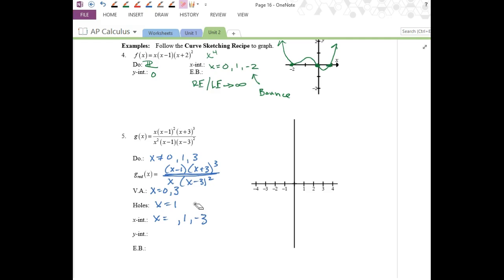There's not a bounce at 3. -3 though? Nope. Because of squared? Because it's cubed on the top. You're looking at the top, but what about the denominator? But that's not an x-intercept. Those are points of discontinuity. Intercepts are on top. Points of discontinuity on the bottom.